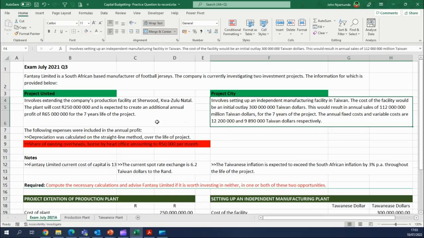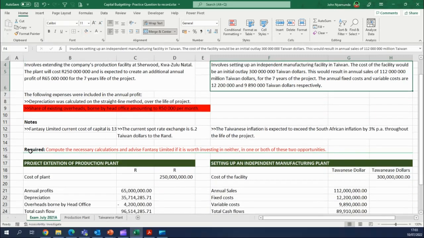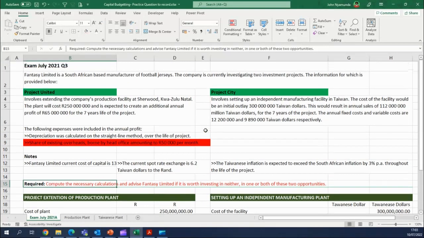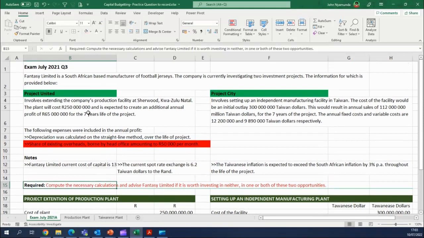So what are we expected to do? If we go to the bottom, we are required to compute the necessary calculations and advise Fantasy Limited if it is worth investing in either of the two opportunities. To make it easier to explain, I've created two tabs, as you can see at the bottom, for investment in KwaZulu-Natal and investment in Taiwan.